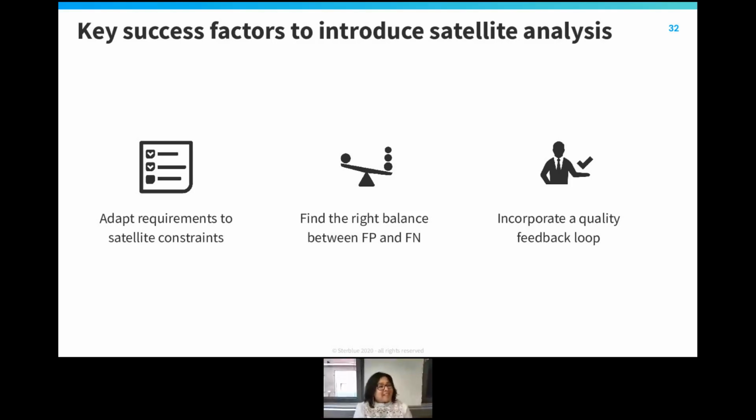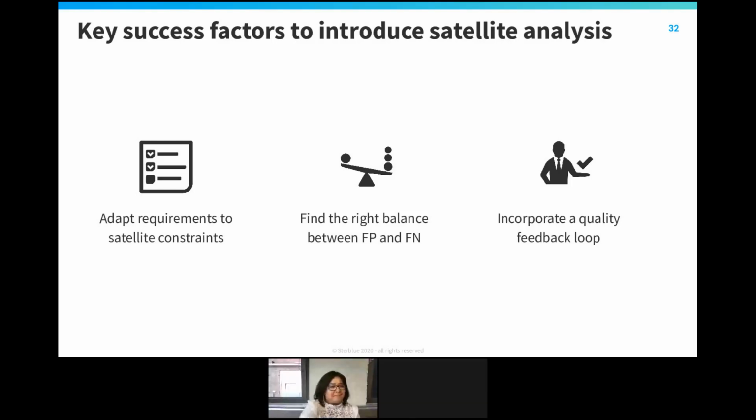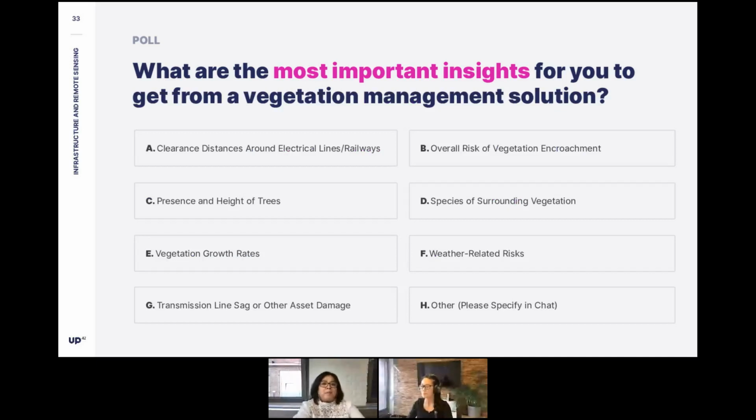So last but not least, I would like to invite Sergi to the stage while I share with you our next poll. What are the most important insights for you to get from a vegetation management solution?